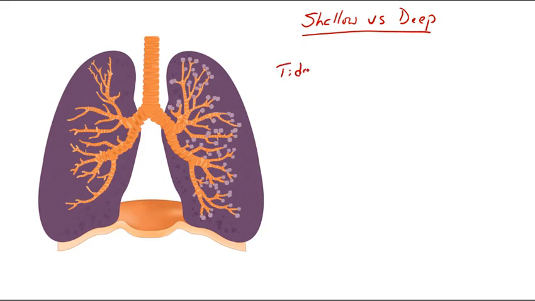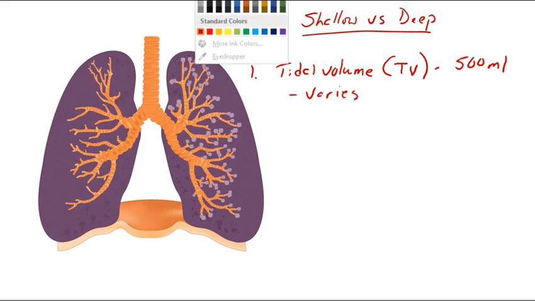Tidal volume. This is the amount of air moved during one ventilation. If you actually measured it, you would find that a normal resting adult only moves about 500 milliliters of air with each breath. Now, tidal volume varies depending upon metabolic needs. So that same adult might move 1,000 milliliters of air if they're exercising.